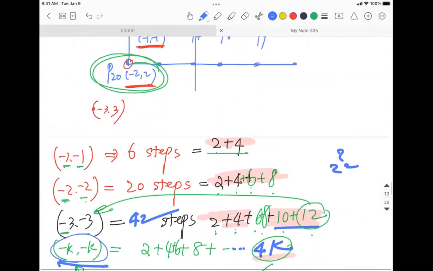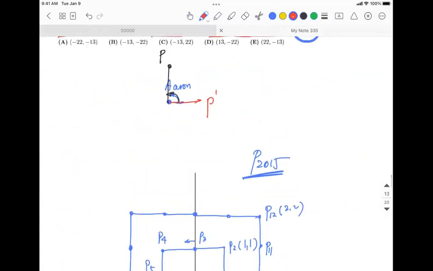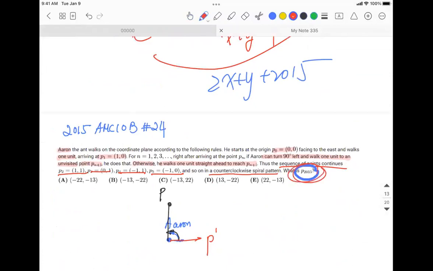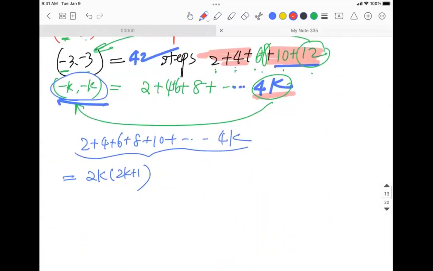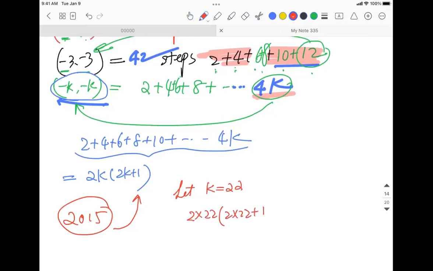So this is going to be your minus k. Well, the question is not asking for minus k. The question is asking what's going to be the value for P 2015? What's the position after 2015 steps? I don't really know where 2015 is, but let's do a very easy calculation. We want to go for 2015, right? But I know that as long as you reach the minus k point, you have to go for 2k times (2k plus 1) total steps. If we let k equal 22, you can find 2 times 22, times (2 times 22 plus 1). That's going to be 1980.